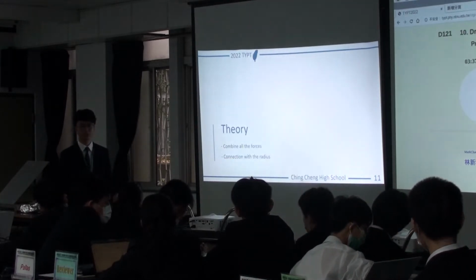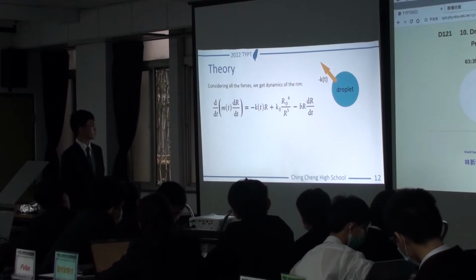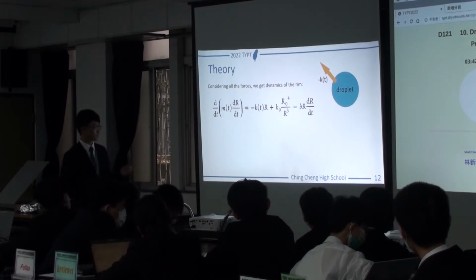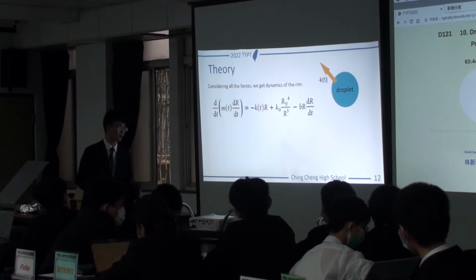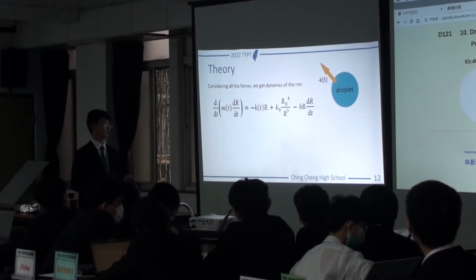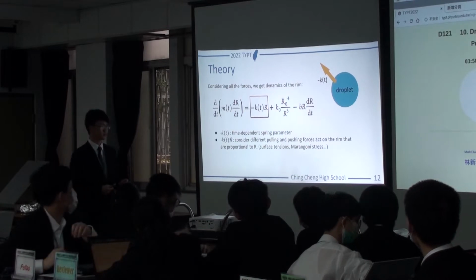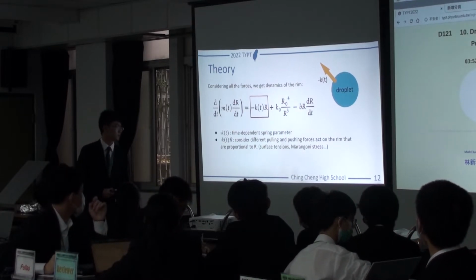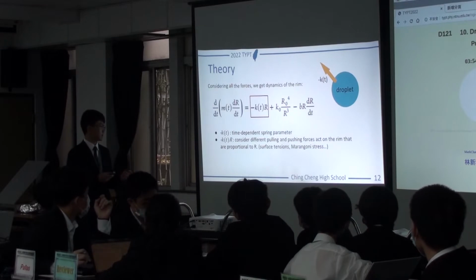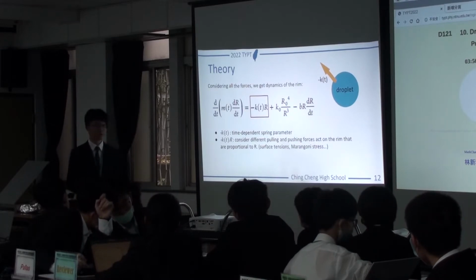And here comes our theory part. We consider all the factors, and this is the formula we can get. K is a function of time, in other words, it's the time-dependent speed parameter. And we consider all the factors that are proportional to radius.